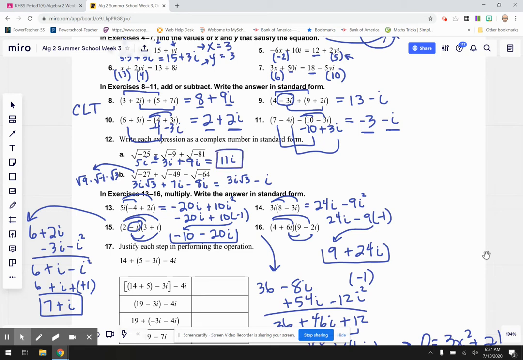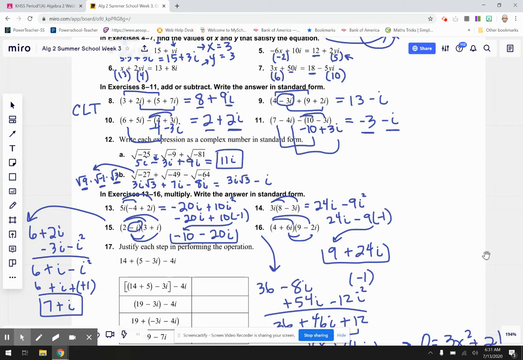Letter B, you have that negative 27, which could actually be broken down into 9 times 3 times the negative 1. So the 9 is going to come out as a 3, and the negative 1 is going to come out as an i. And then radical 3 doesn't come out, so you just leave it.